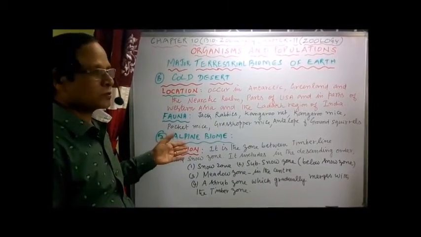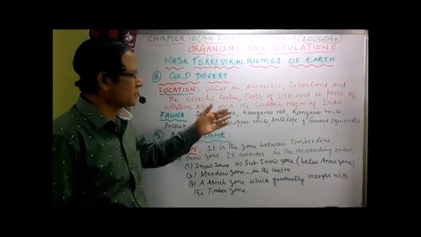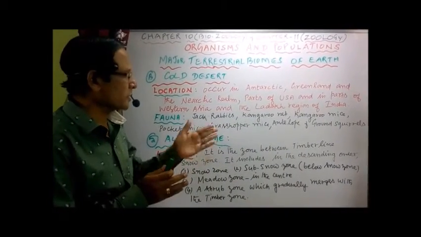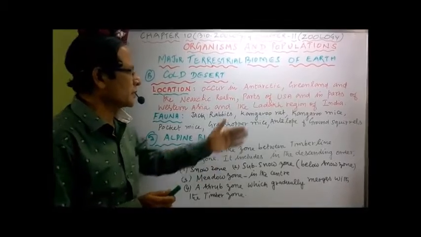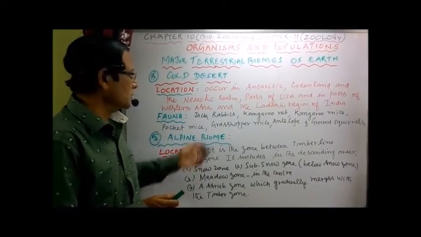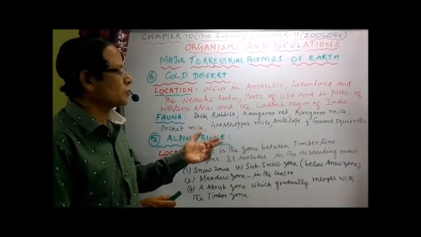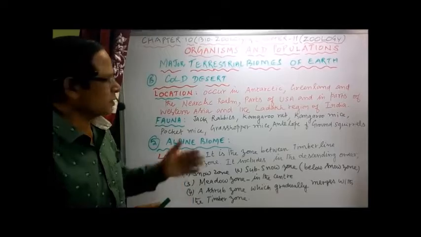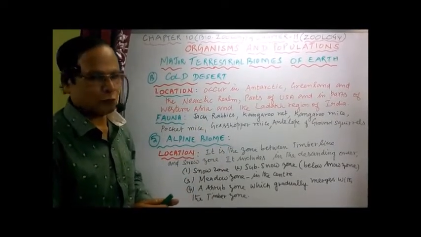The fauna includes jackrabbits and the kangaroo rat. It is known so because its sitting posture looks like a kangaroo. Then kangaroo mice, pocket mice, grasshopper mice, antelope and ground squirrels. These are all the fauna. The flora is normally xerophytic plants here too.